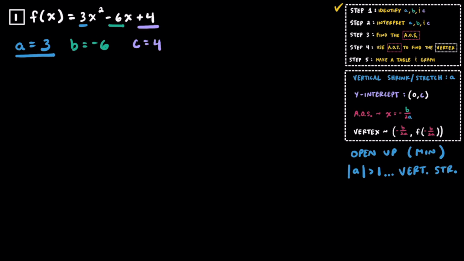The other key takeaway you want to have is that when you know that c is equal to 4, that means we actually know the y-intercept for this parabola. The y-intercept here is going to be (0, 4). These are the main interpretations you want to take from knowing a, b, and c.